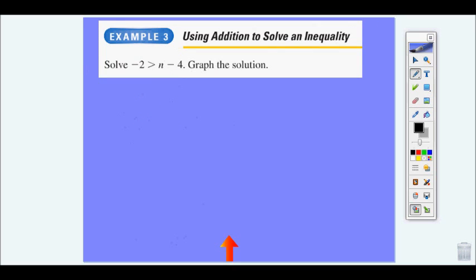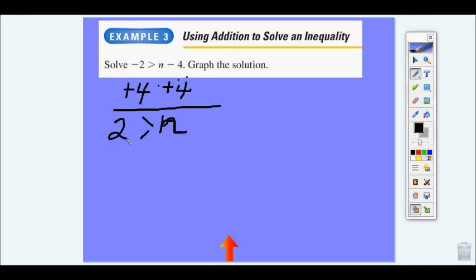So let's go ahead and do another one here. This time my variable is on the right. So I'm going to do the same thing. I'm going to get my constant terms together. So I'm adding 4 to both sides. I get my n, if I can write my n. I leave my symbol the same, and negative 2 plus 4 would give me a positive 2.